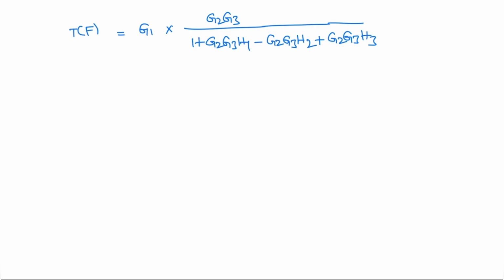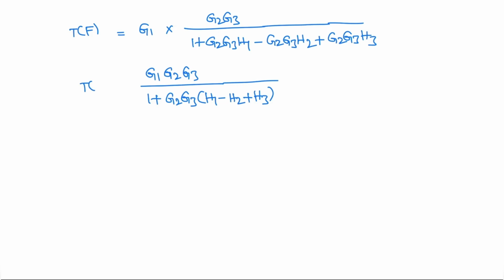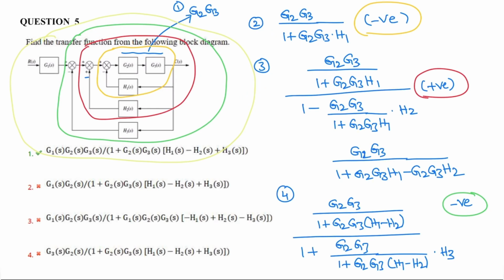Now the resultant transfer function is G1 G2 G3 by 1 plus G2 G3 into H1 of S minus H2 of S plus H3 of S. This is the resultant transfer function for the corresponding block diagram given: G1 of s, G2 of s, G3 of s by 1 plus G2 of s, G3 of s into H1 of s minus H2 of s plus H3 of s. So the correct option is 1.